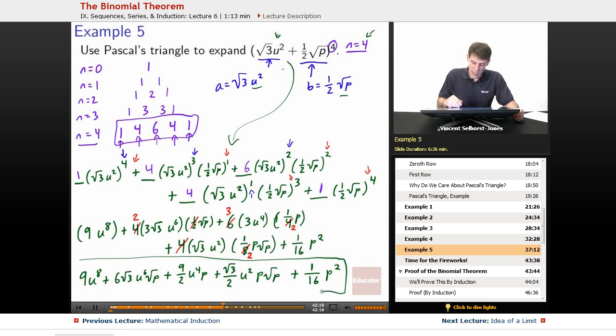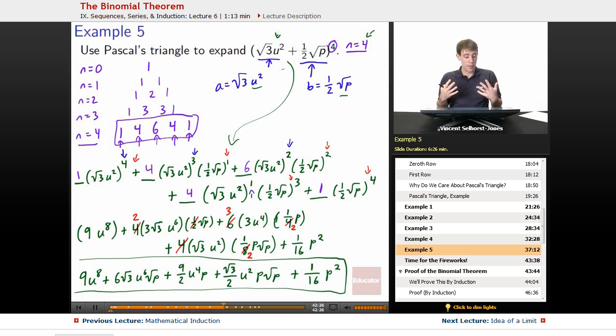It's about as difficult as any expansion using Pascal's triangle will be, but still notice how much faster that made it than if we had tried to do this whole thing by hand, doing root 3u squared plus 1/2 root p times root 3u squared plus 1/2 root p times root 3u squared plus 1/2 root p times root 3u squared plus 1/2 root p. We'd still be working through it, and we'd still have a lot more to go. So it makes things faster.